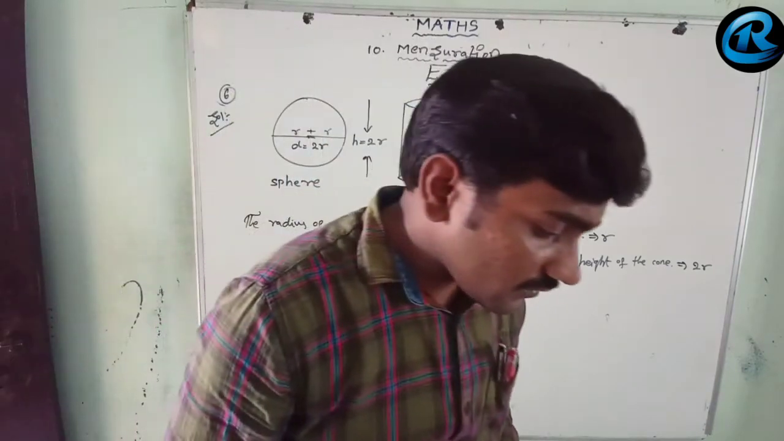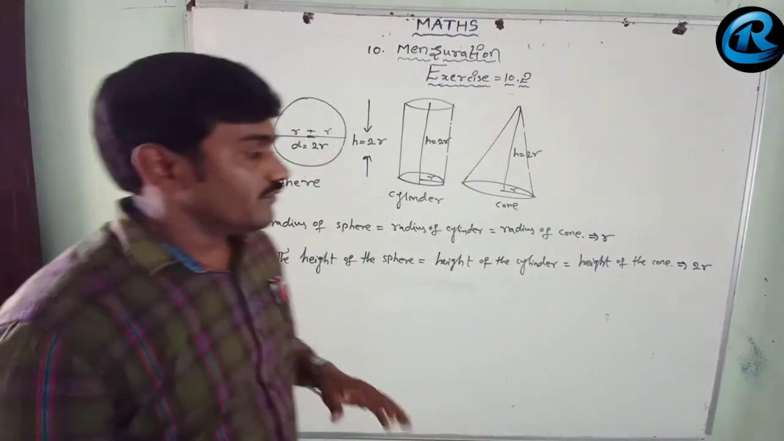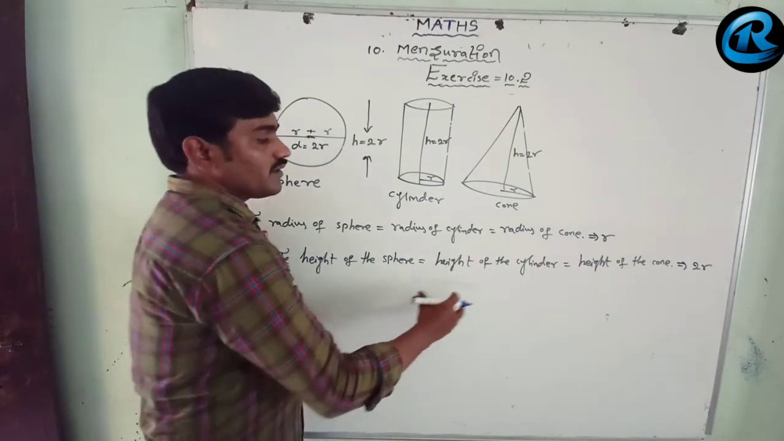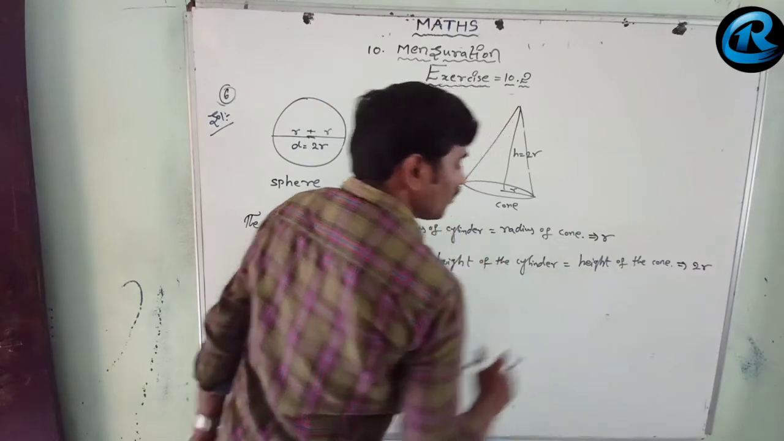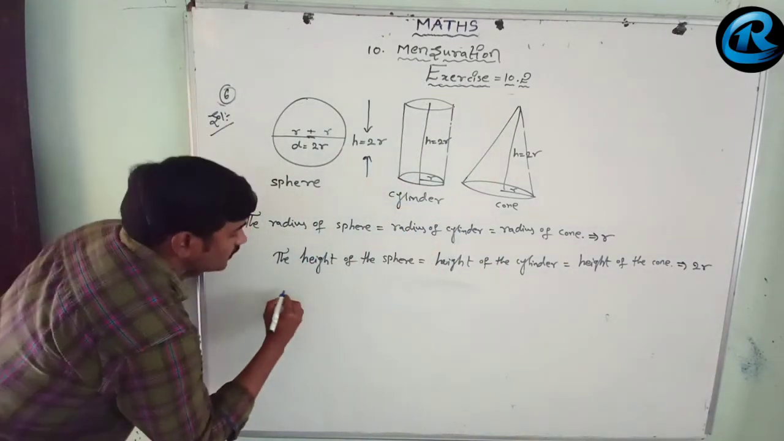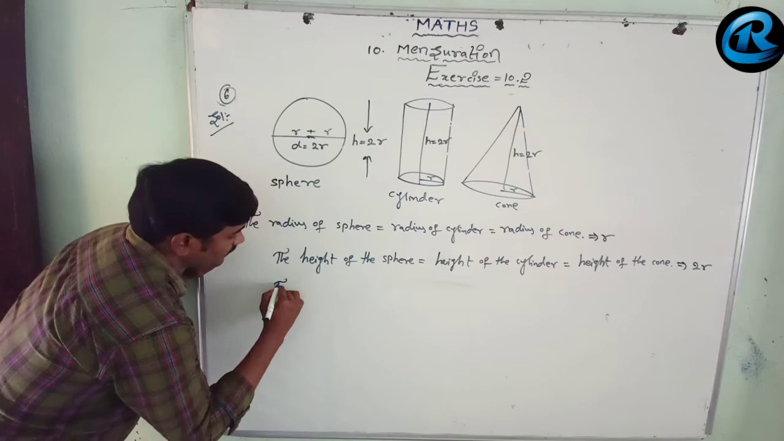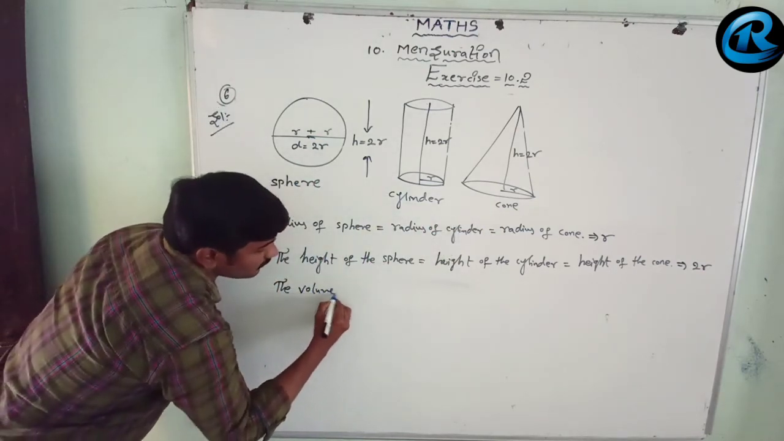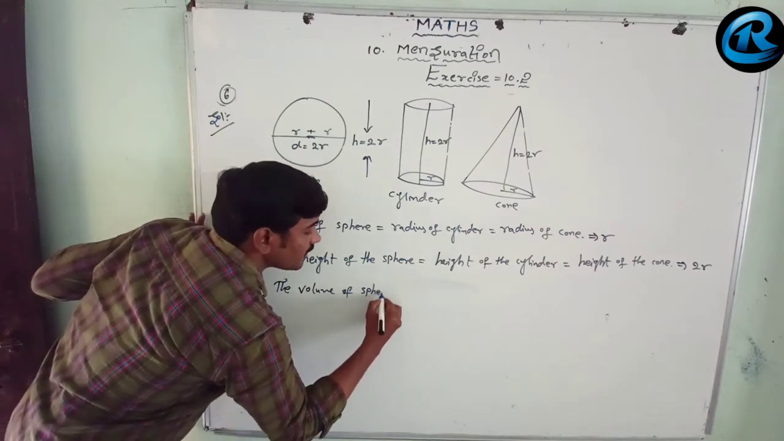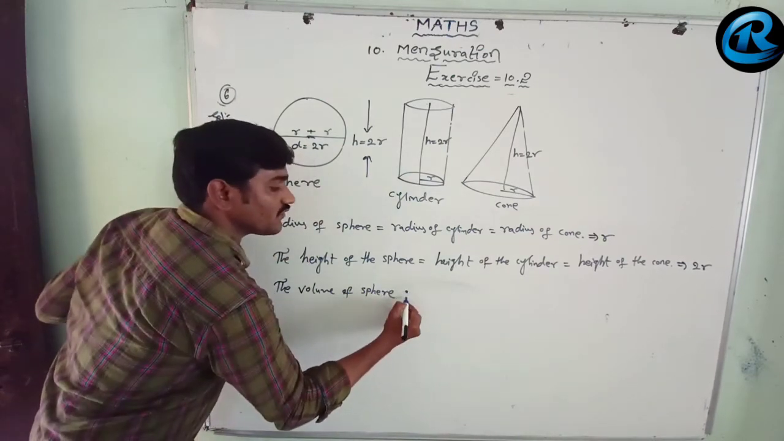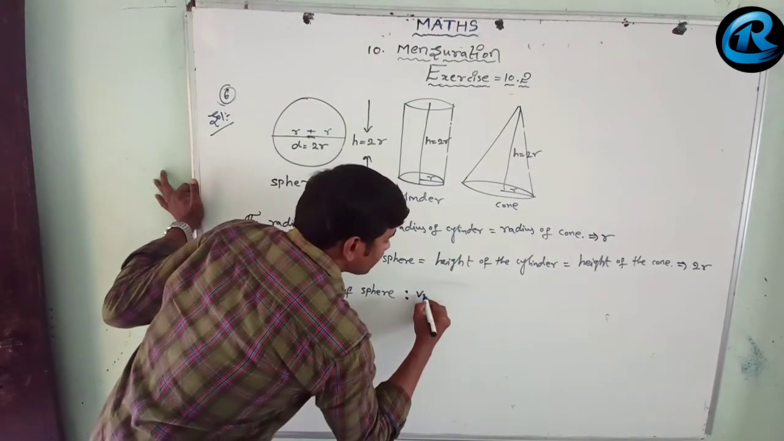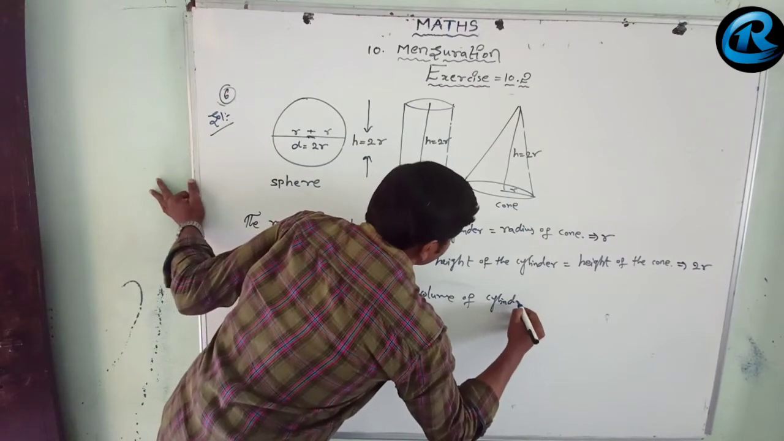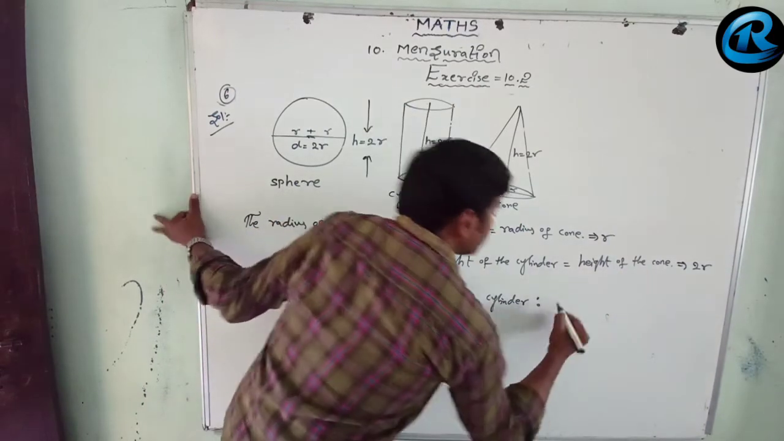Find the ratio of their volumes. Let us find out the volume of the sphere, volume of the cylinder and volume of the cone. So the volume of the sphere is to the volume of the cylinder is to the volume of the cone.